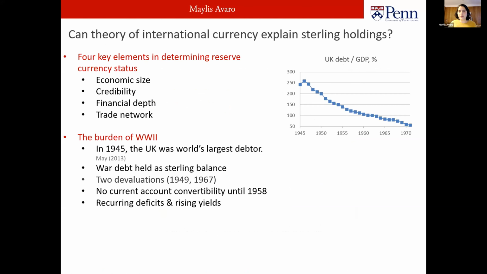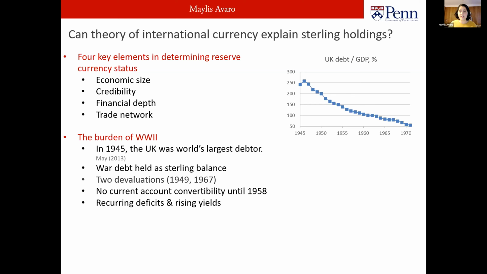Why? Because the UK is really affected by World War II. After the war, it was the world's largest debtor with a ratio of debt to GDP as high as 200%. And most of this war debt was actually held in sterling. We call them the sterling balances. It's a war debt held mostly in the sterling area. And so these liabilities really put pressure on the Treasury and the Bank of England. And so the UK had to devalue twice during this period and had to restrict current account convertibility for all its partners until 58.